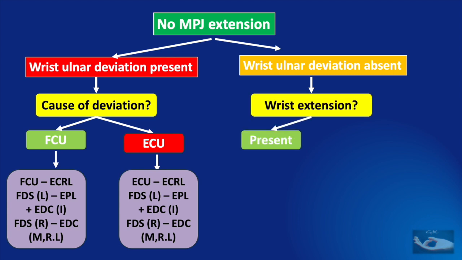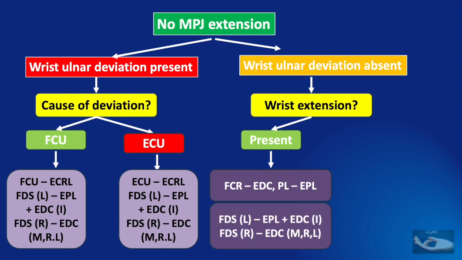If it is present, we will have to reconstruct only the extensors of the fingers and the thumb, which can be done using the flexor carpi radialis and the palmaris longus, or alternatively, we can use the flexor digitorum superficialis of the ring and little fingers or the middle and ring fingers as described previously.